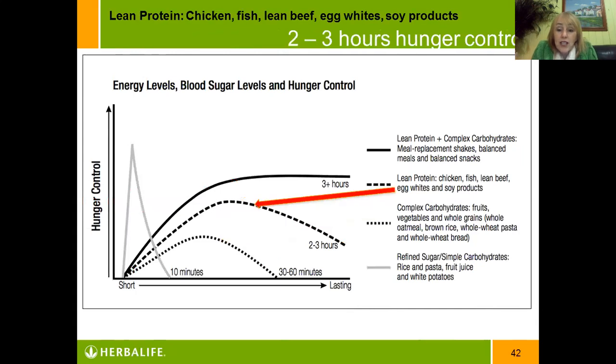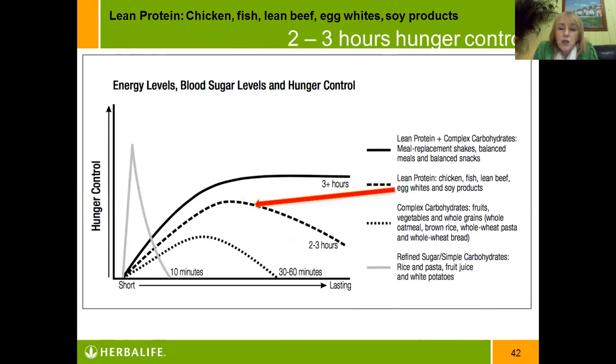The next one we have is the lean protein, like chicken, fish, lean beef, egg whites, and soy products. That's giving you, as you can see on the chart, a lot better hunger control and also a lot better energy levels. That will last you up to 2 to 3 hours, which is an awful lot better than the complex carbohydrates. However, as you can see by the chart, the energy levels and hunger control will start to drop off again. Not as quickly as the complex carbohydrates, however, it will start to drop off. So you get 2 to 3 hours, which isn't long enough.